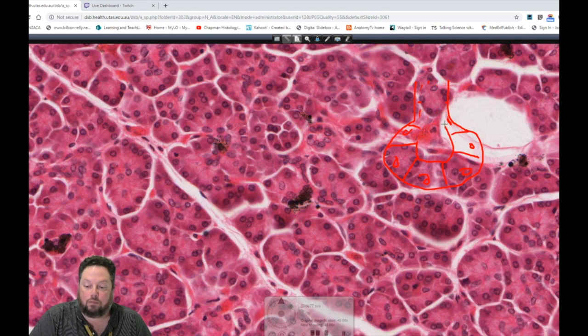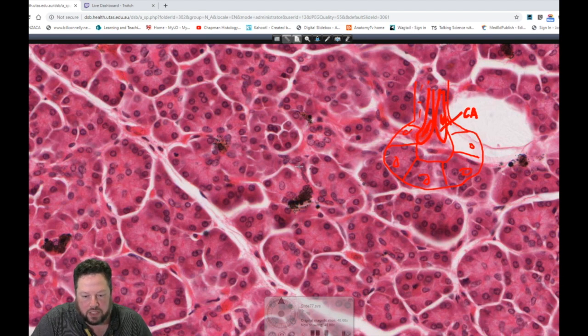Now, the difference in the pancreas is that some of these duct cells actually extend down into this region, and so the duct cells extend down here. These are known as centroacinar cells. These are the classic appearance of pancreatic acini, and they can be difficult to visualize. But actually, what we're looking at here is some of these centroacinar cells.